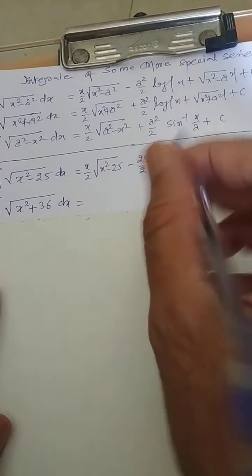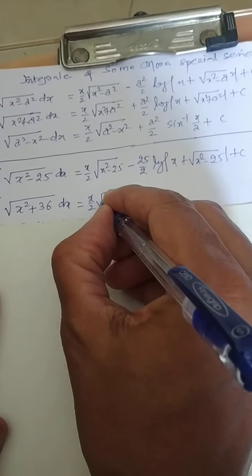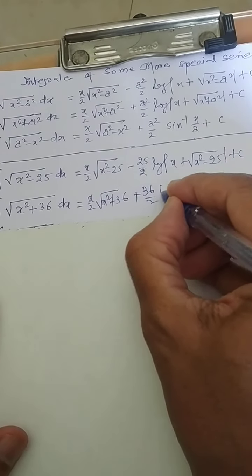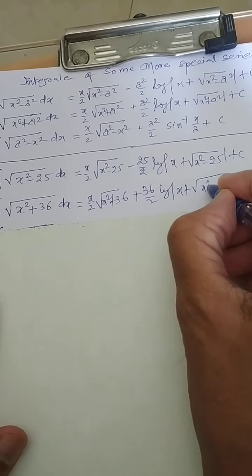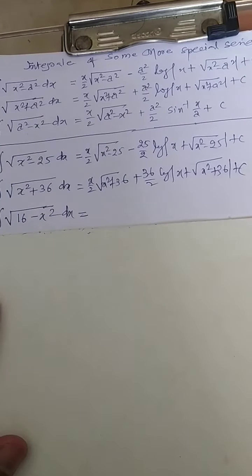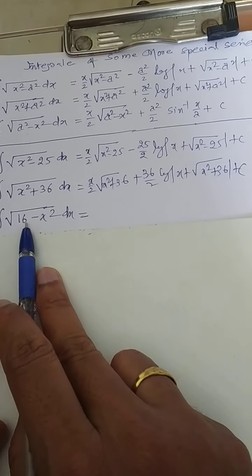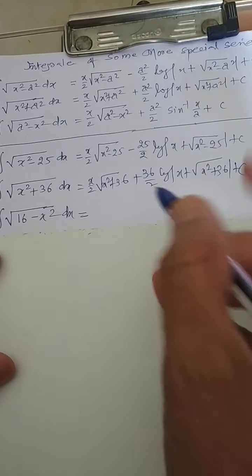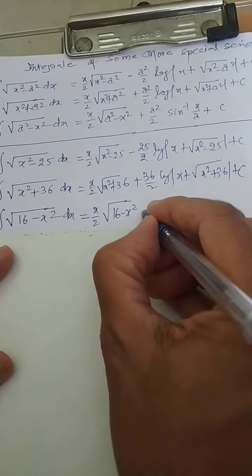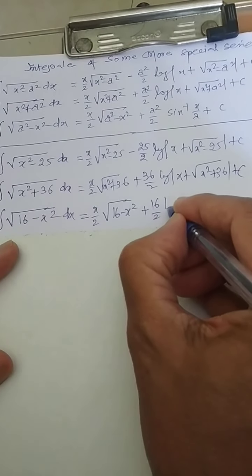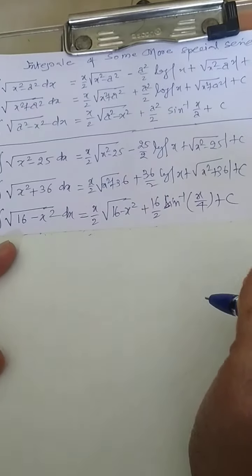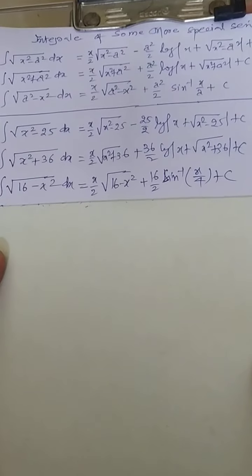The second question is on the line of the second type. So it will be x by 2 root under x square plus 36, plus 36 by 2, log of x plus root under x square plus 36. The third is of the third type. A square value is 16 but a value is 4. So it will be x by 2 times the question as given, plus a square by 2, meaning 16 by 2, sine inverse. Remember here it will be x by 4.